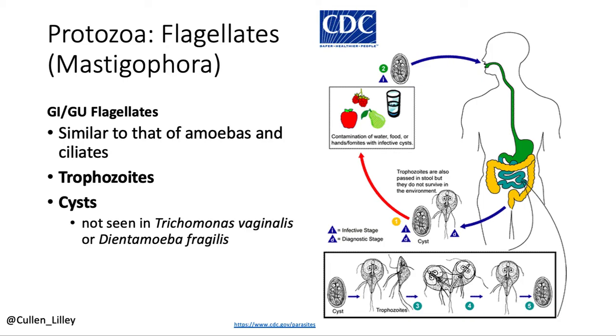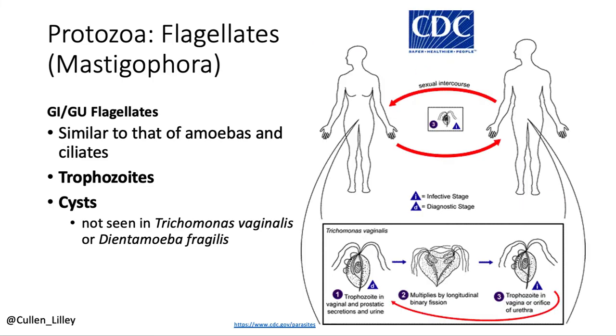Some of these don't have cyst forms though. So cysts are not seen in Trichomonas vaginalis or Dientamoeba fragilis, but that doesn't mean that they're not characterized as a flagellate or a GIGU flagellate. Okay, so the Mastigophora, I forgot to let you know that was the formal phylum name.